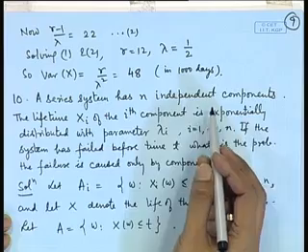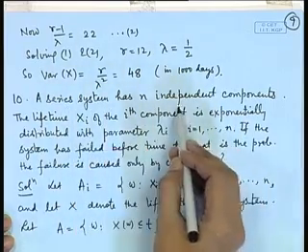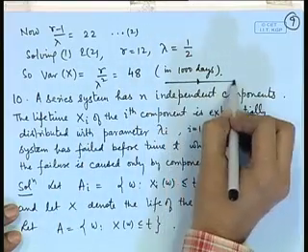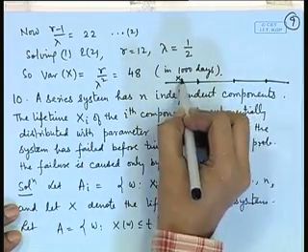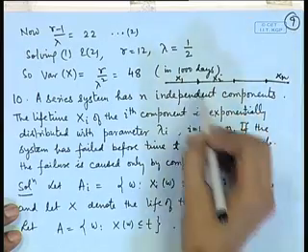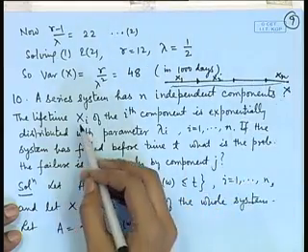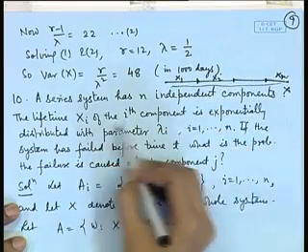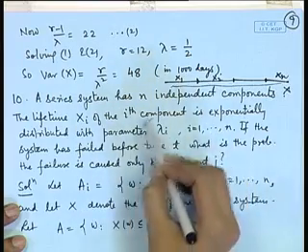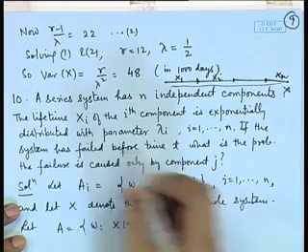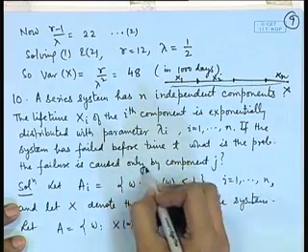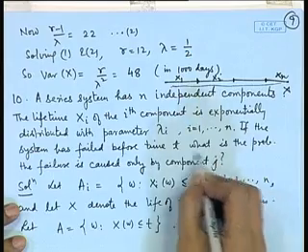Let us consider a series system. A series system has n independent components. The components are attached and the lives here are x1, x2, xn. Suppose the total life of the system is x. Individual lifetimes are assumed to be exponentially distributed with parameters lambda i, so lambda 1, lambda 2, lambda n. If the system has failed before time t, what is the probability that the failure is caused only by component j? Basically, we consider it as a weak link.